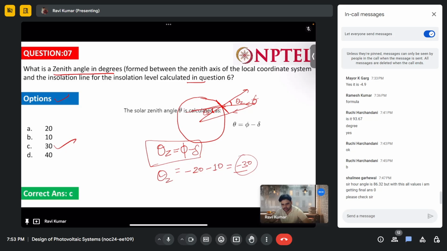Let me check. Yes, it is 30 degree. So it is a common relationship. Even from the question which we just did, L equals Lz cos theta z, we can also do it like this as well. And this theta z is phi minus delta.